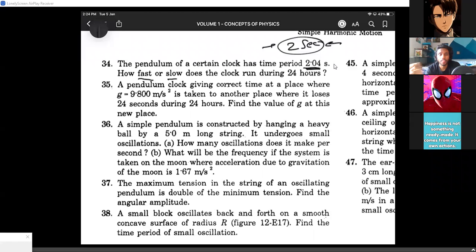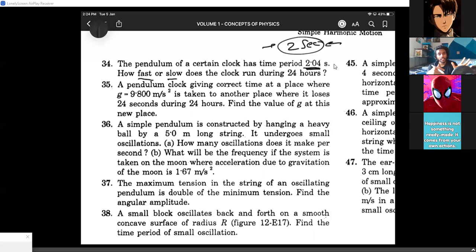Okay, it'll be slower, sir. The time period has changed. Since the time period is the same, 2.04 seconds, you will wait for a specific number of oscillations to happen. Let us say for 1 hour to pass, the pendulum has to oscillate a specific number of times.